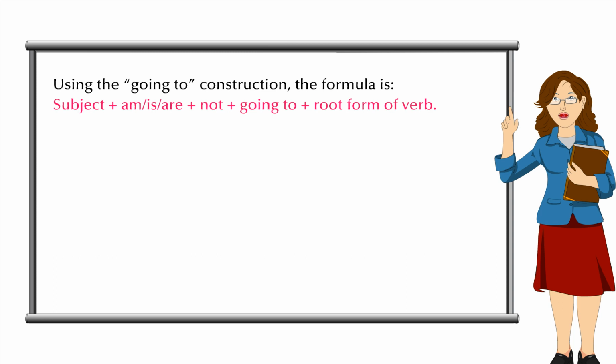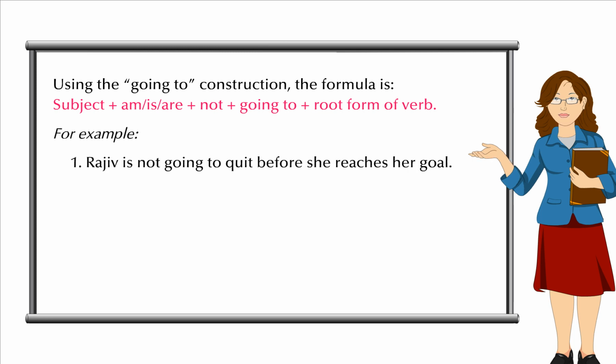Using the going to construction, the formula is subject plus am, is, are, plus not, plus going to, plus root form of verb. For example, number 1. Rajiv is not going to quit before she reaches her goal.